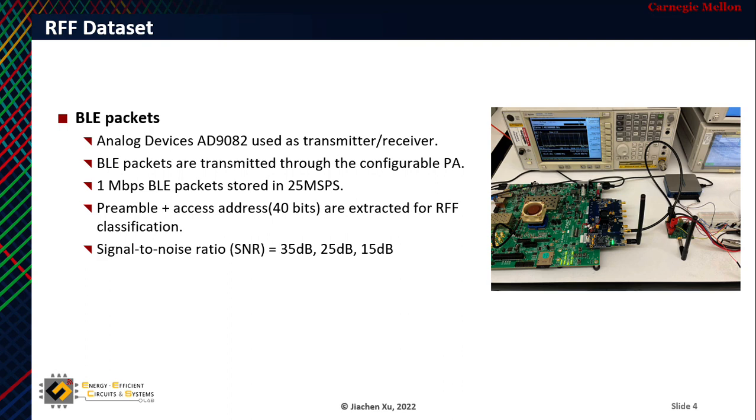The dataset we are releasing here are the BLE packets collected with the Analog Devices mixed signal front end, which has a direct RF architecture. We use that transmitter and receiver, and the BLE packets are transmitted through our power amplifier, and the 1 megabit per second BLE packets are stored at 25 megasamples per second on the device, and the preamble and access address are extracted for the RFF classification. Also, we collected the dataset at different signal-to-noise ratios.